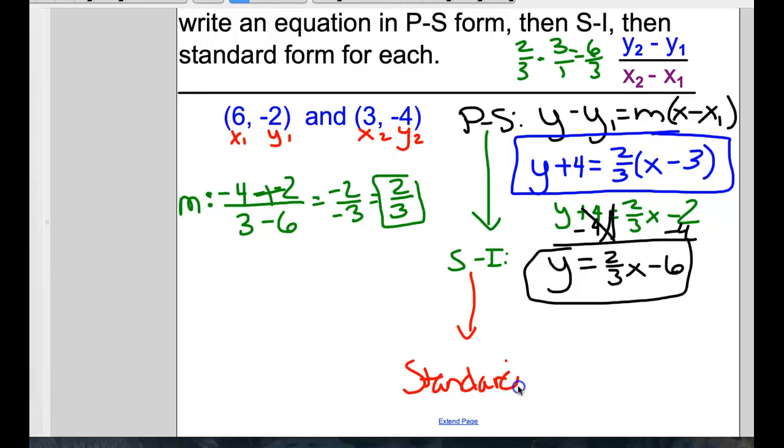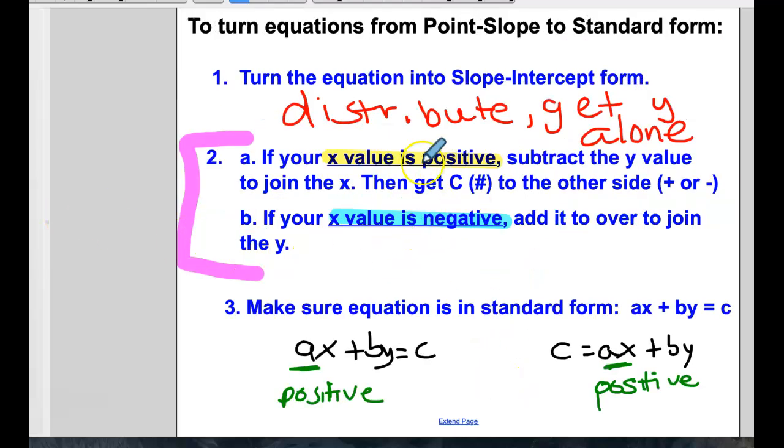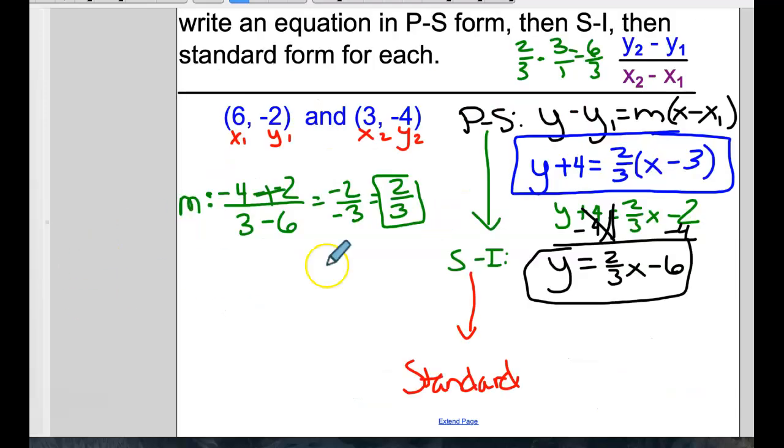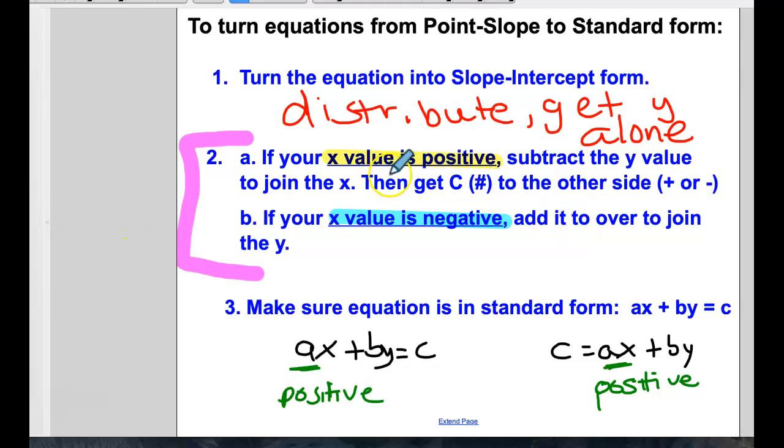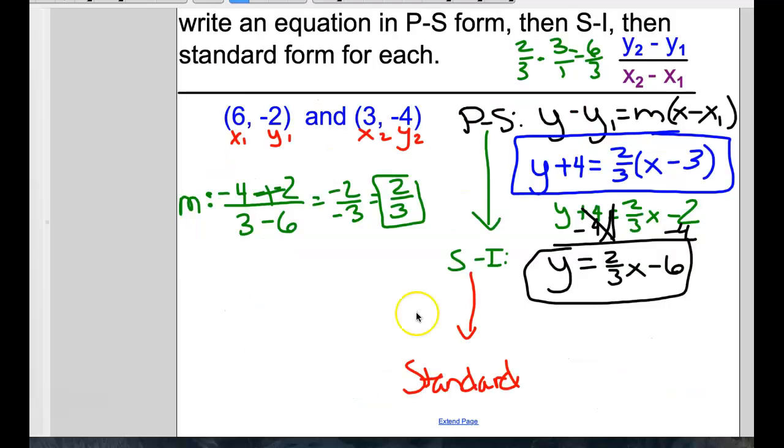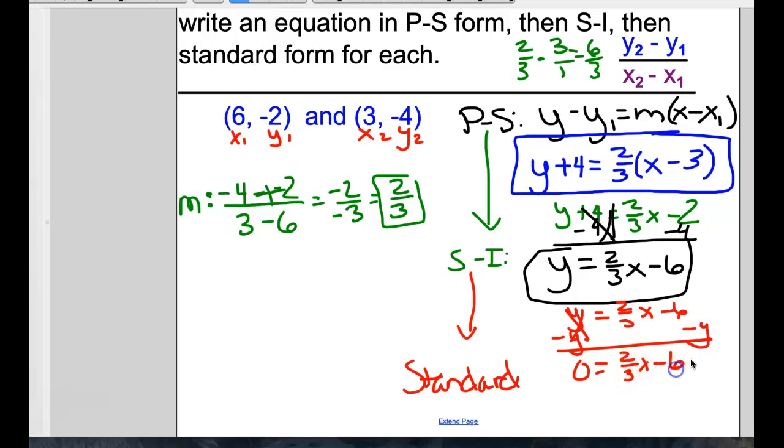If we need to go back to that step, which I'm going to, I'm going to check to see if my x is positive or if my x is negative. My x is positive, so it's the one that requires a little more work. If my x is positive, we first subtract the y, so that, remember, the x and y can be together. I'm going to rewrite the equation so I can do the math to it. First, I'm going to subtract the y. When I subtract the y, I have nothing or 0 on the left, and I have everything over here on the right, the 2/3 x, the minus 6, and the minus y.